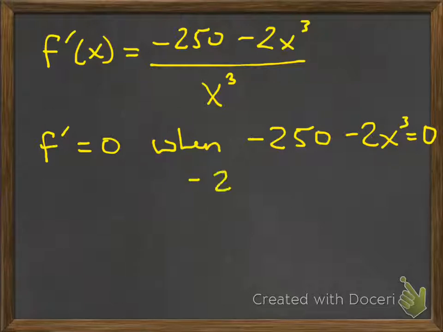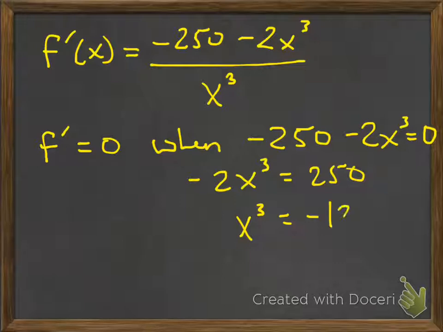So if I move the negative 250 to the other side and then divide by the negative 2, we get negative 125 equal to x cubed. Some students forget that you can take a cube root of a negative number. You can take an odd root of any number, positive or negative or 0, and the result just keeps the same sign. So this actually works out to be negative 5. And obviously the denominator is not going to be negative 5 at the same time. So this is one of our critical numbers.